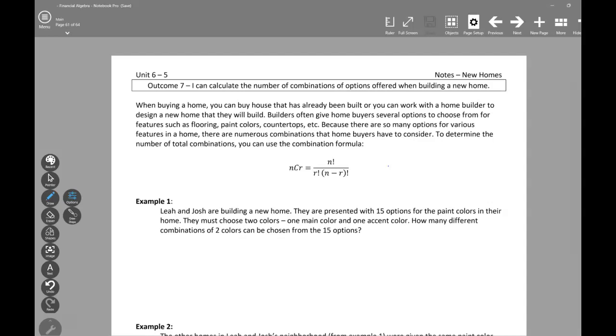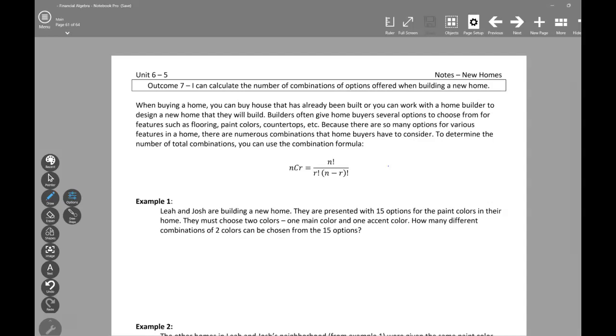Don't you think it'd be fun to make your own home? Honestly, it is more expensive nowadays than purchasing, but not by much, because realty is up so much. But yeah, it is more difficult because there are so many options for various features in a home.